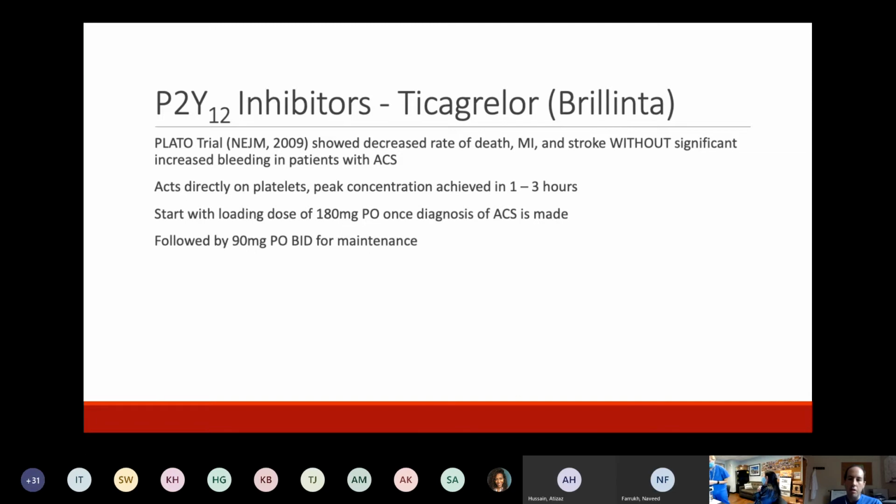If it's a STEMI, obviously you're going to do that very quickly. And even if the person is having an NSTEMI, a type 1 NSTEMI, which you think is an acute plaque rupture NSTEMI, you want to give these people dual antiplatelet therapy, so aspirin and ticagrelor or Plavix. And then the maintenance dose is 90 milligrams twice a day.